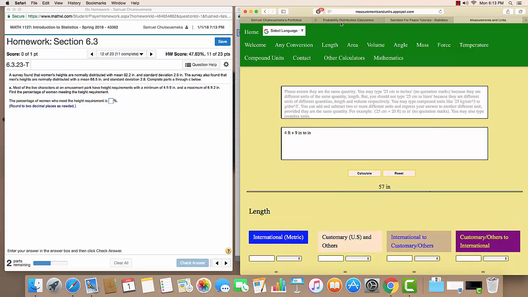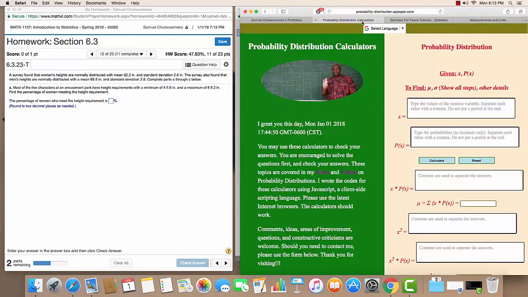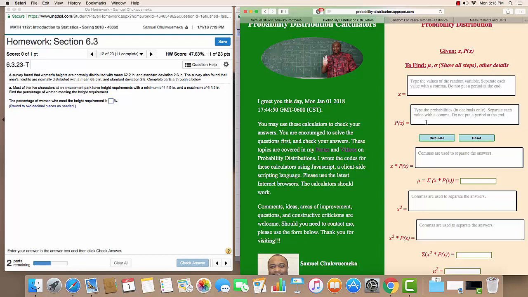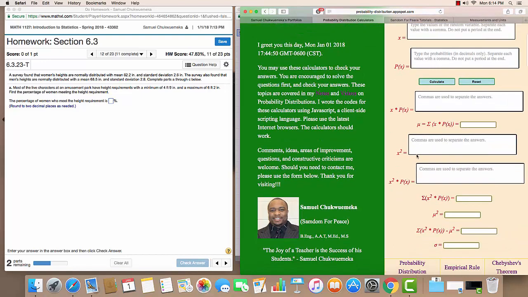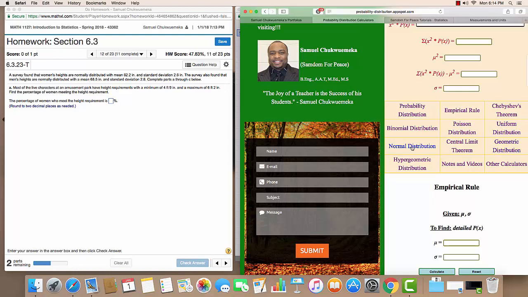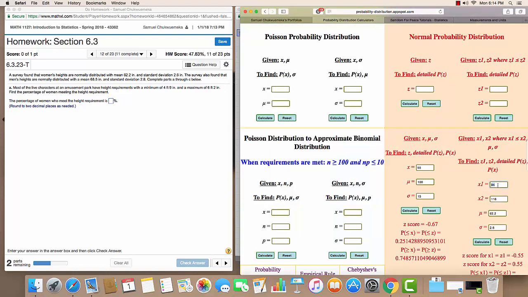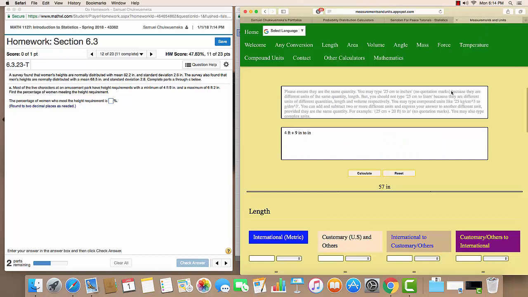I'm going to come here. Normal distribution. So the first one is 57 inches, and I'm going to go to the next one. 6 feet plus 2 inches. And you can convert this yourself, okay? Calculate. So this is 74 inches.